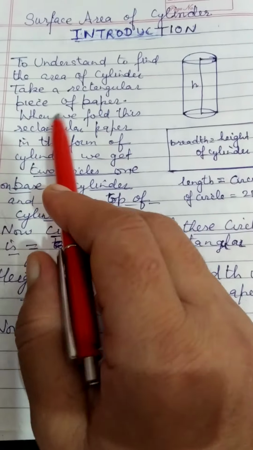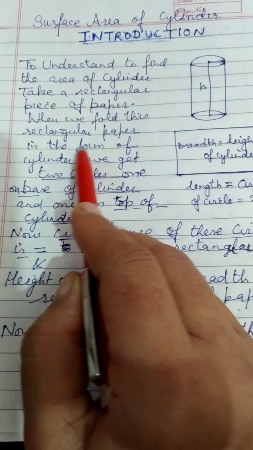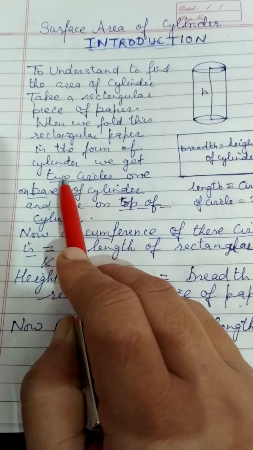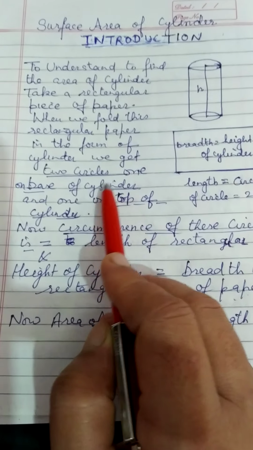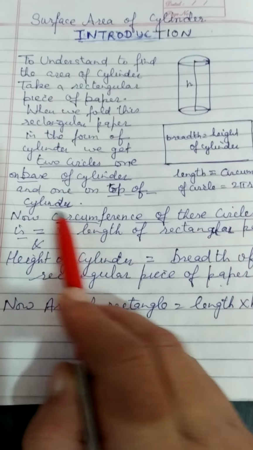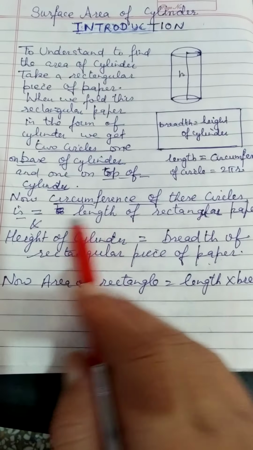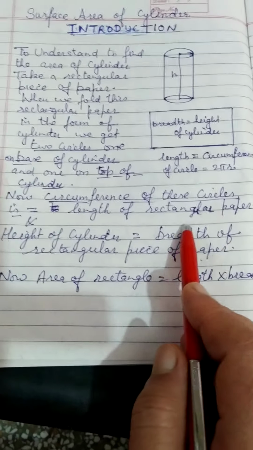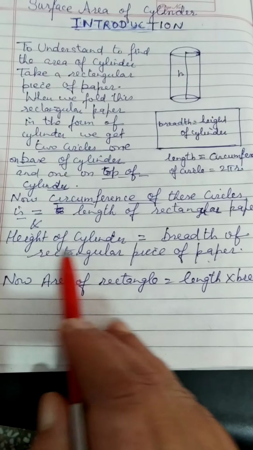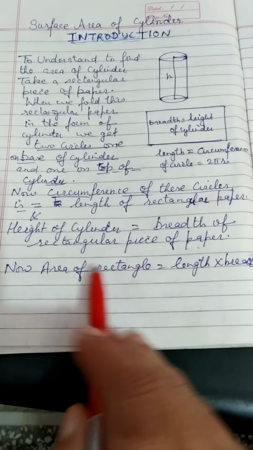Now see here, when we fold this rectangular paper in the form of a cylinder, we get two circles, one on the base of the cylinder and one on top of the cylinder. Now the circumference of these circles is equal to the length of the rectangular paper, and the height of the cylinder is equal to the breadth of the rectangular piece of paper.